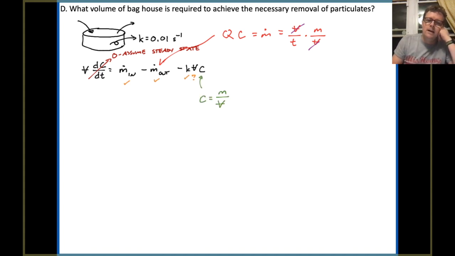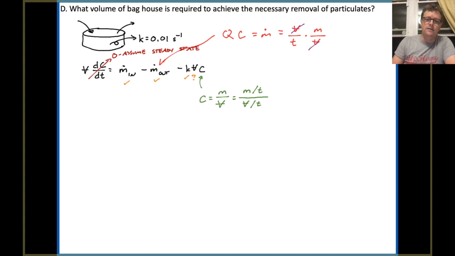Now, we know the mass rates in and out. We actually just calculated those previously. The mass rate in is the amount of fly ash we generate. Mass rate out is what we're permitted. We're given a rate coefficient. We know volume is something to solve for. And we're not given concentration explicitly, but we have the ability to figure this out. We know that concentration is a mass of fly ash per volume of air.